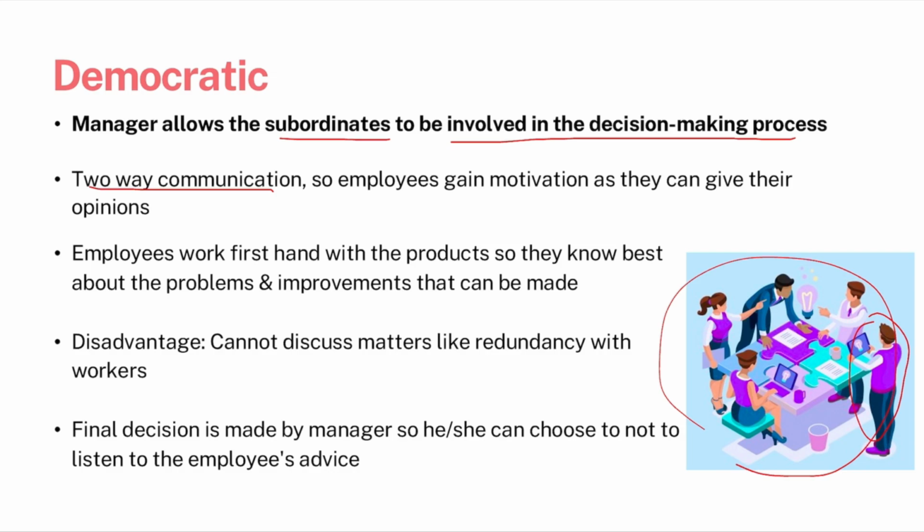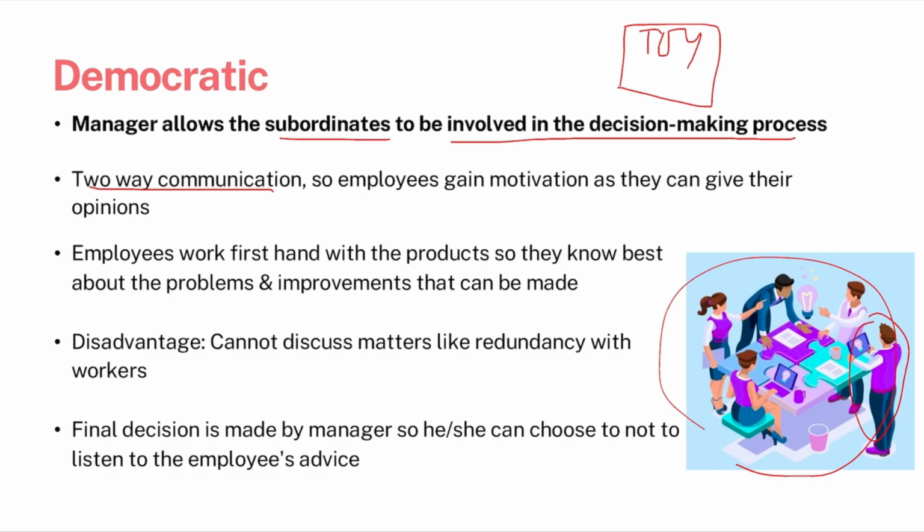So, for example, if it was a toy factory, then obviously the employees are the ones who work closest with the toys. They know what kind of raw materials are used and how you assemble the products, etc. So they can give their opinions based on what they're working with, because the managers are not necessarily going to be working on these toys. They're just in charge of planning and coordinating and stuff.